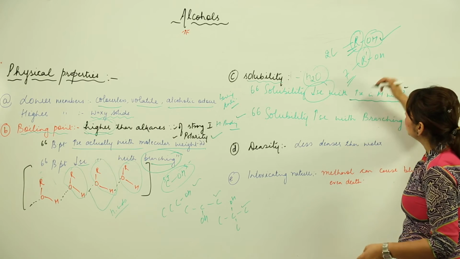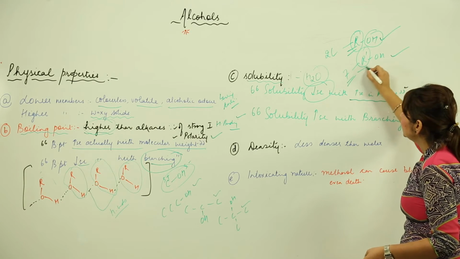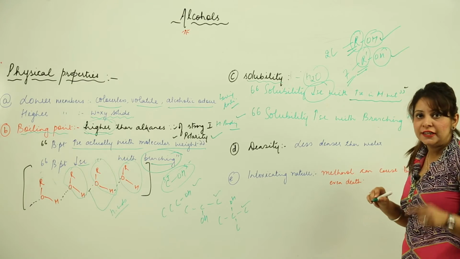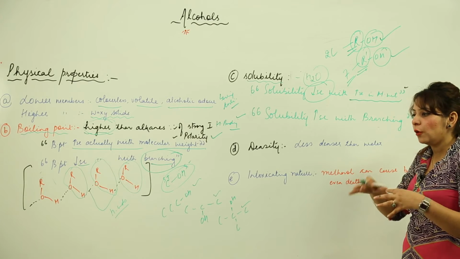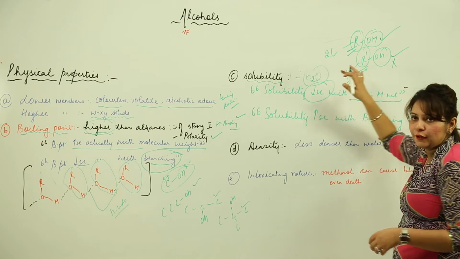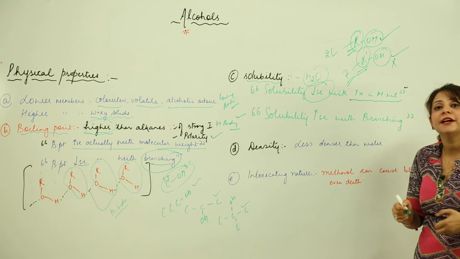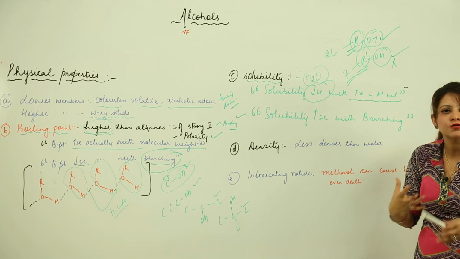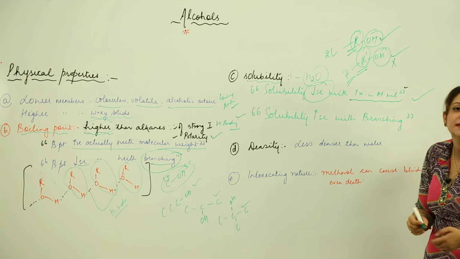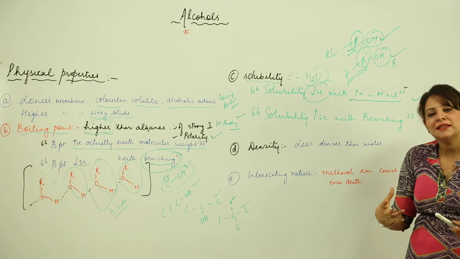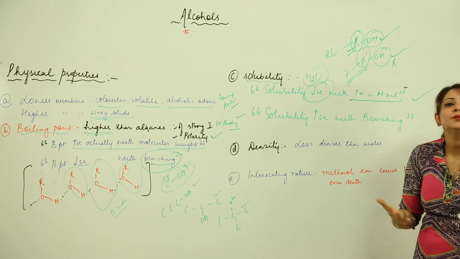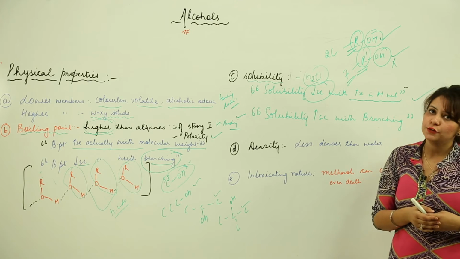But for the higher alcohols, this hydrocarbon chain actually dominates over the OH bond, or you can say it dominates over the polarity character, and this restricts the bonding with water. So less hydrogen bonding is formed with water. That is why solubility decreases when there is an increase in molecular weight. The simple reason is that as the number of carbon atoms increases, they dominate over that polarity character and restrict the formation of hydrogen bonds.